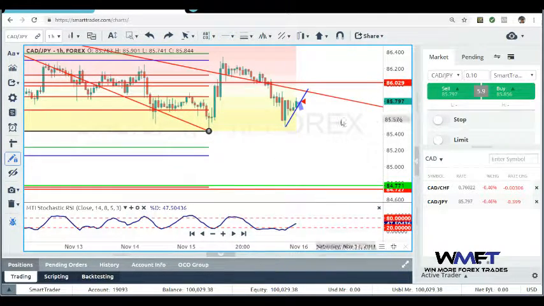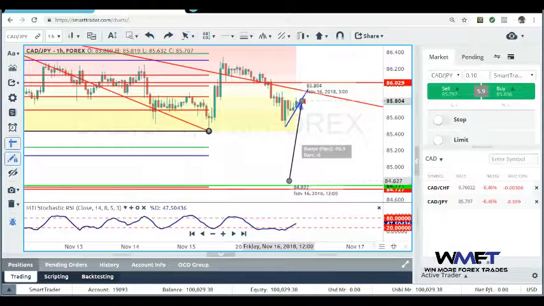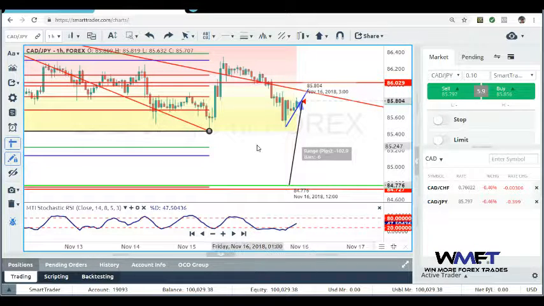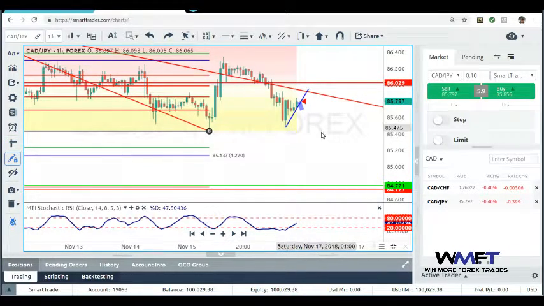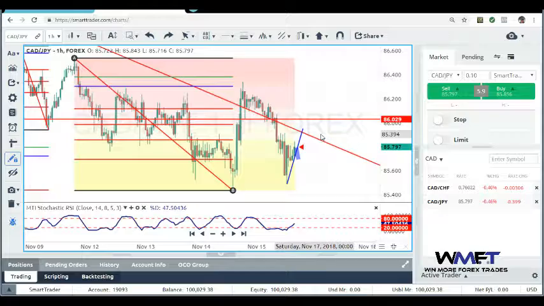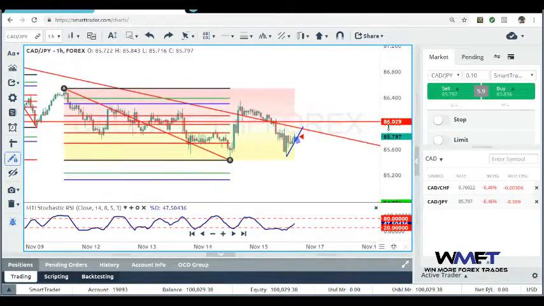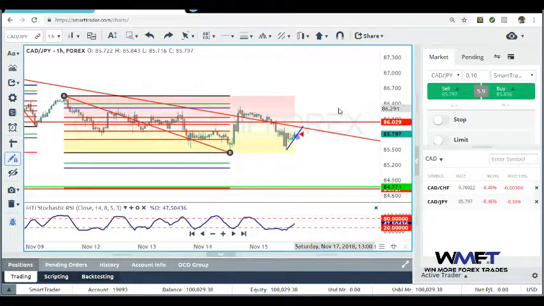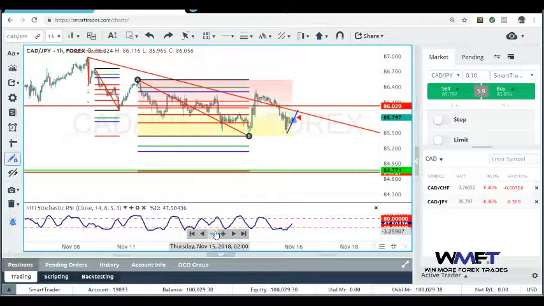So now all you have is a 22 pip stop loss to go get 102 pips. Now that is a better risk to reward ratio, and that's how you want to look at the markets when you're trying to find trades that's going to help your account, where you're not risking as much and you're not risking a higher lot size.